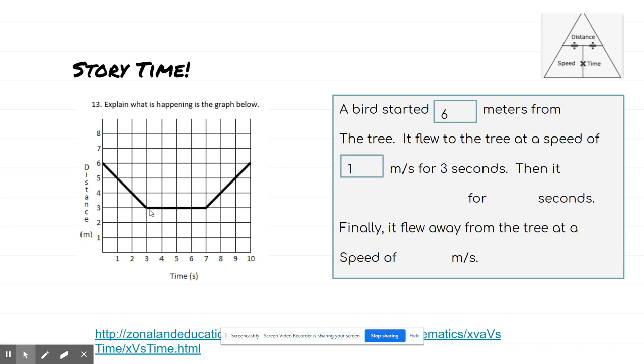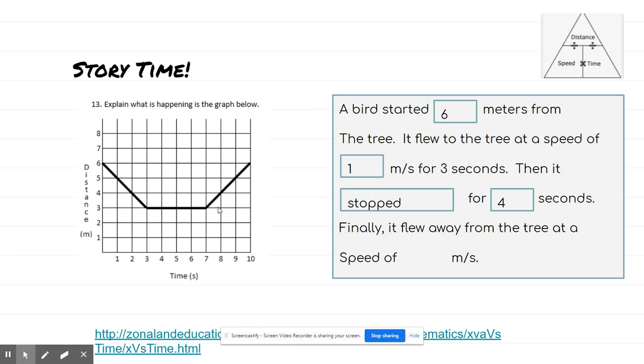Then the bird did what? Well, the bird looked like it stopped. It must have sat in this tree. Okay, so it stopped because it's a flat line, no motion. And how long did that occur? Count your blocks. 1, 2, 3, 4 seconds.